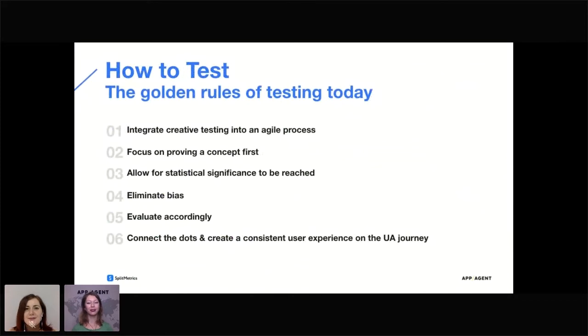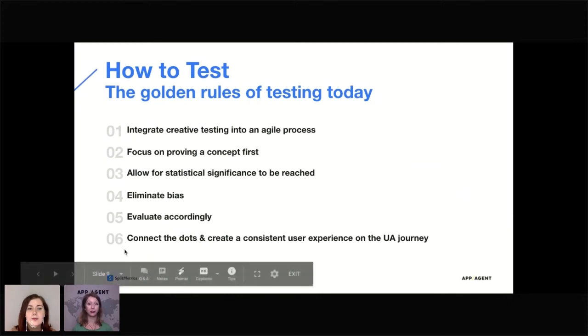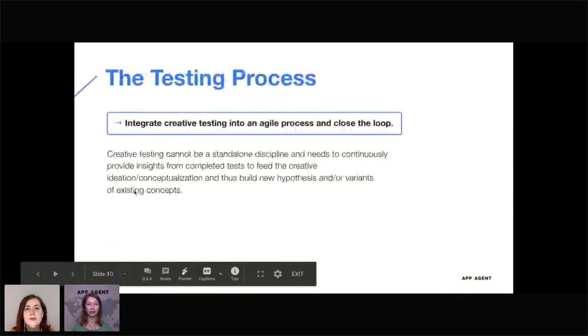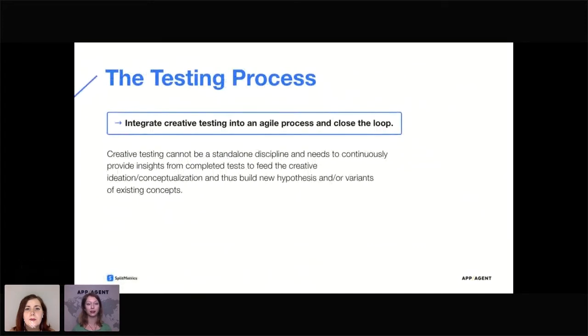Thanks for that, Maria. So yes, we'll cover some, so to say, golden rules for you. I personally have prepared 6 from the UA's point of view, and I truly believe that all of these are applicable no matter what vertical industry you're in or even what team size you have. So all of you should be able to benefit from these. So without further ado, we'll do a little deep dive into each one of them to walk you through the details of it. The first one being integrating creative testing into an agile process, and so to say, closing the loop.